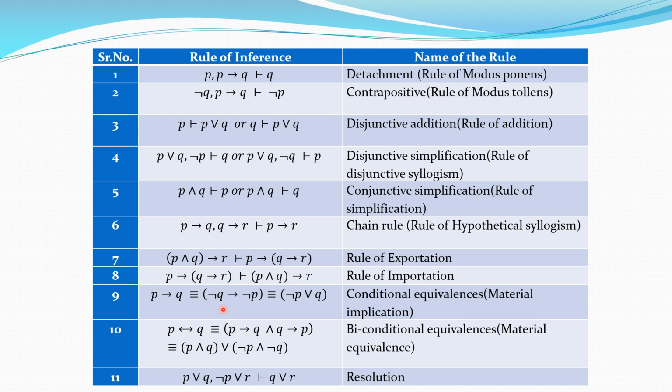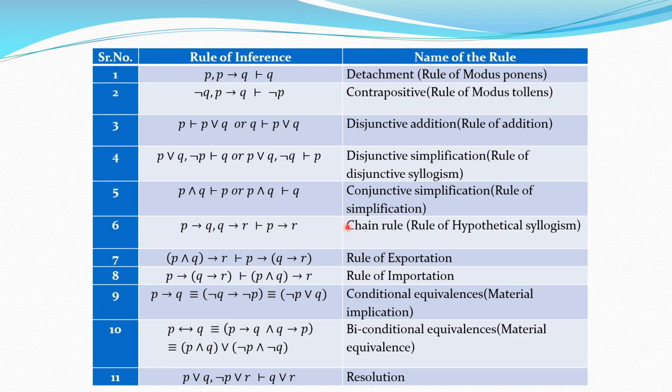So sometimes we need to use these logical equivalences while checking the validity of an argument. Then P biimplication Q is logically equivalent to P implies Q and Q implies P, which is logically equivalent to P and Q, or negation P and negation Q. That is biconditional equivalences or material equivalence. And last is resolution. P or Q, negation P or R yields Q or R.